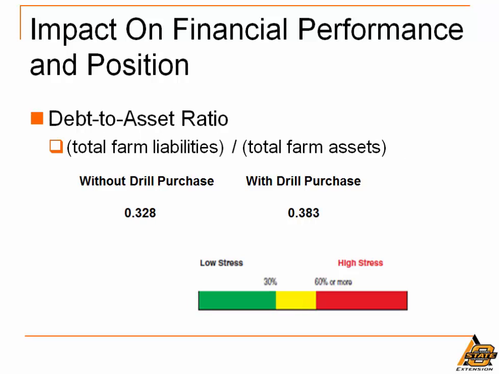Now let's look at the projected impact on overall solvency by examining the projected impact on the debt-to-asset ratio. Because the drill purchase would be financed with debt, the solvency position would be projected to deteriorate from about 0.33 to about 0.38 as measured by the debt-to-asset ratio. This would not be an extreme change in the solvency position, but certainly would be a move in the direction of creating a more financially vulnerable position.